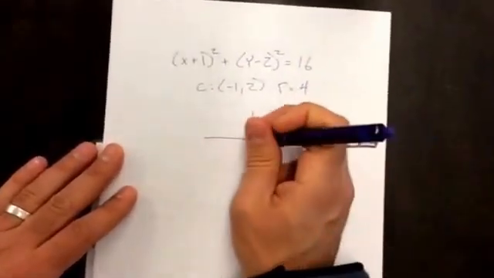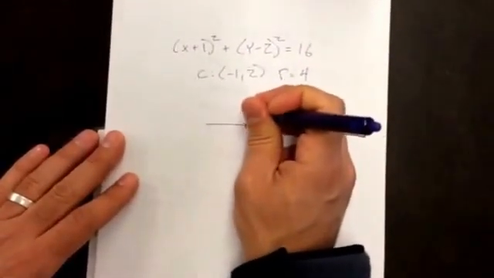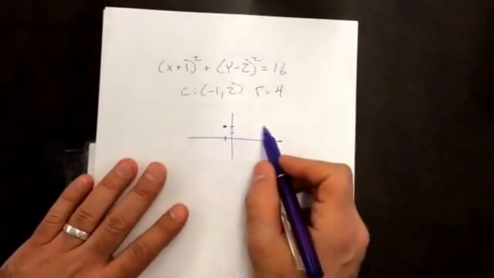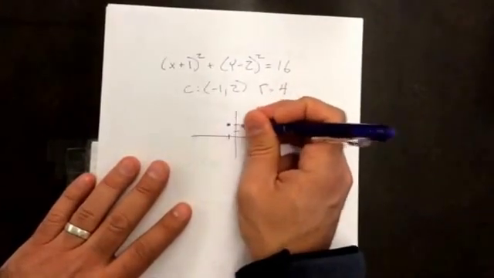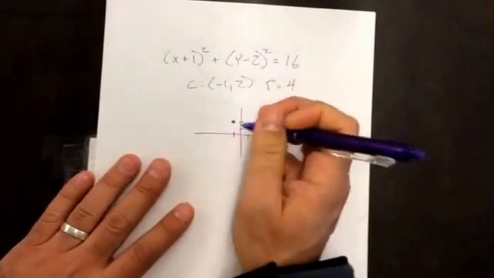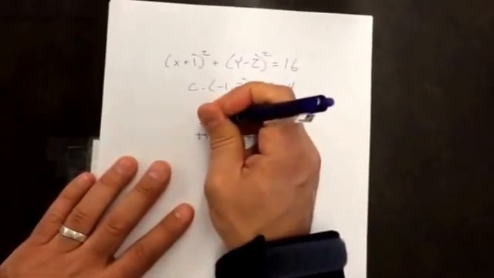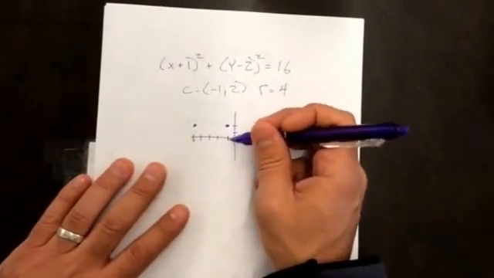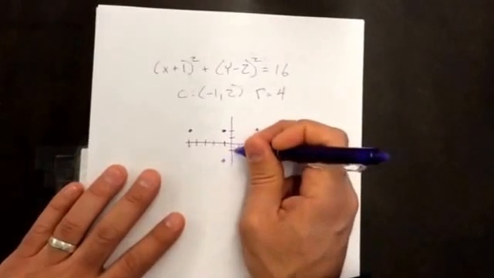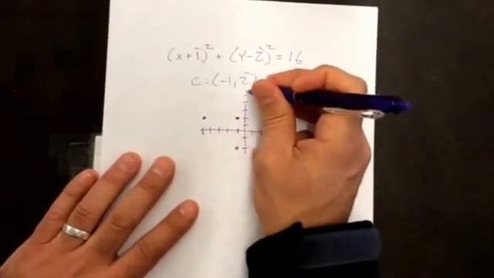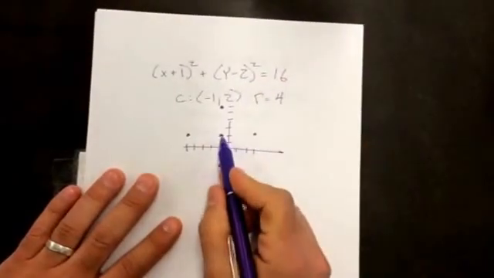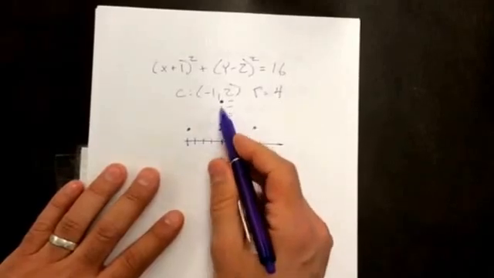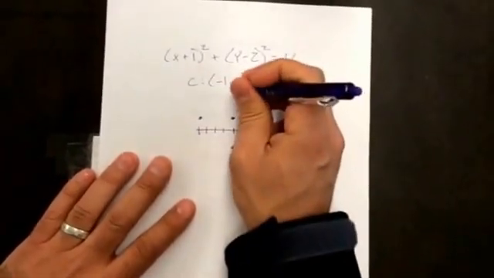So if I have to graph it out, I just go to the center first, -1, 2, and then a radius of 4 means that I'm going to go in 4 units in each direction. I'm going to go 4 units to the right, 1, 2, 3, 4. I'm going to go 4 units to the left, 1, 2, 3, 4. And I'm going from the center each time. I'm going to go 4 units down, 1, 2, 3, 4, and 4 units up, 1, 2, 3, 4. So I went from the center every single time: 4 units to the right, 4 units to the left, 4 units down, 4 units up. Whatever that radius is.